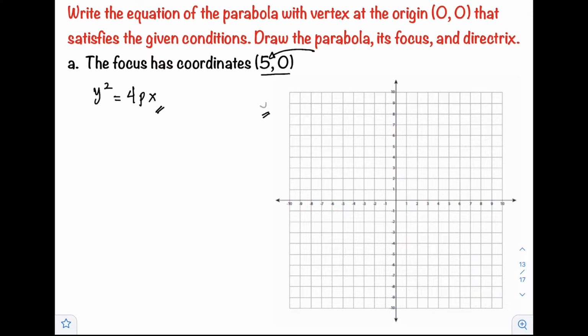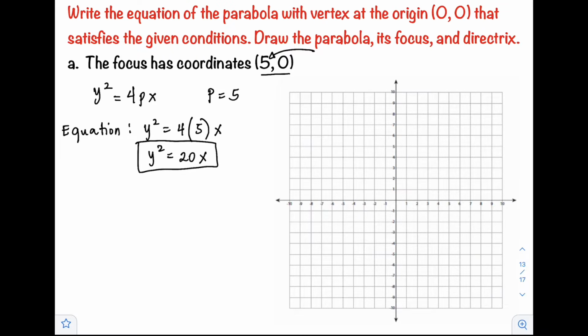So let's continue. This is our standard equation or formula. The 5 given in the focus is the value of our p, so we can already get the equation of our parabola. We just substitute 5 into our formula. That is y squared equals 4 times p, which is 5, then x. So our standard equation is y squared equals 20x.